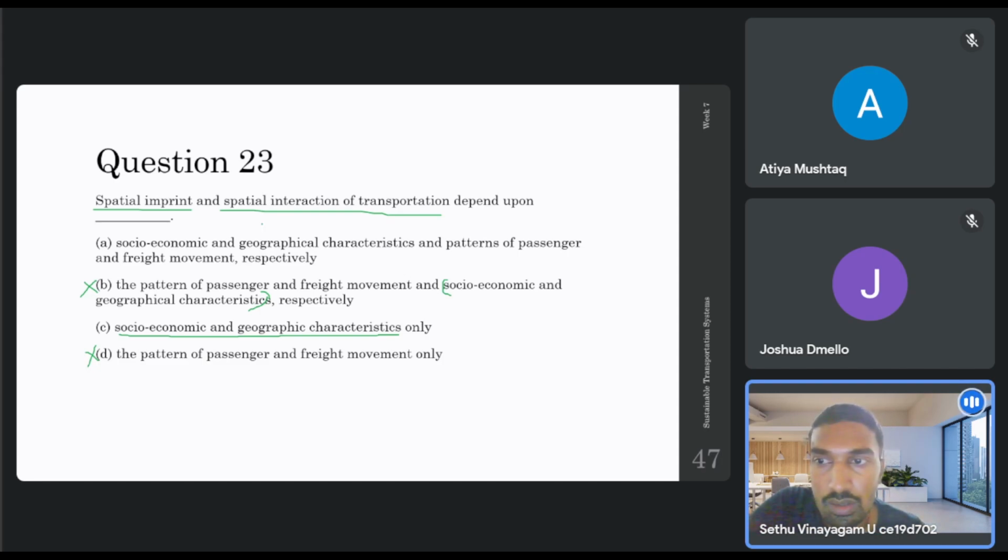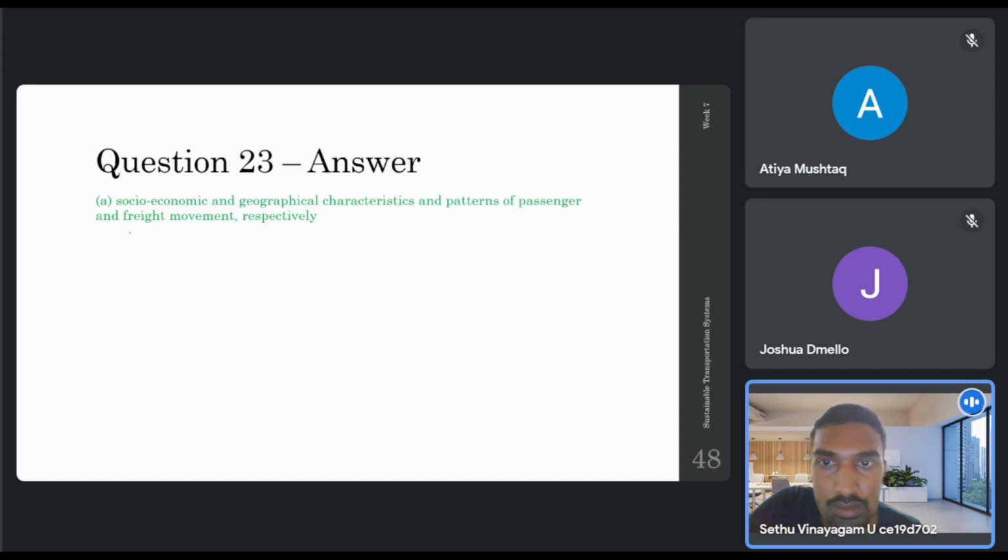So therefore the right option is A, that the spatial imprint is dependent upon the socioeconomic and geographical characteristics, whereas the interaction is dependent upon the pattern of the passenger and the freight movement, right? So therefore the right answer is given in A, so that is the correct option.